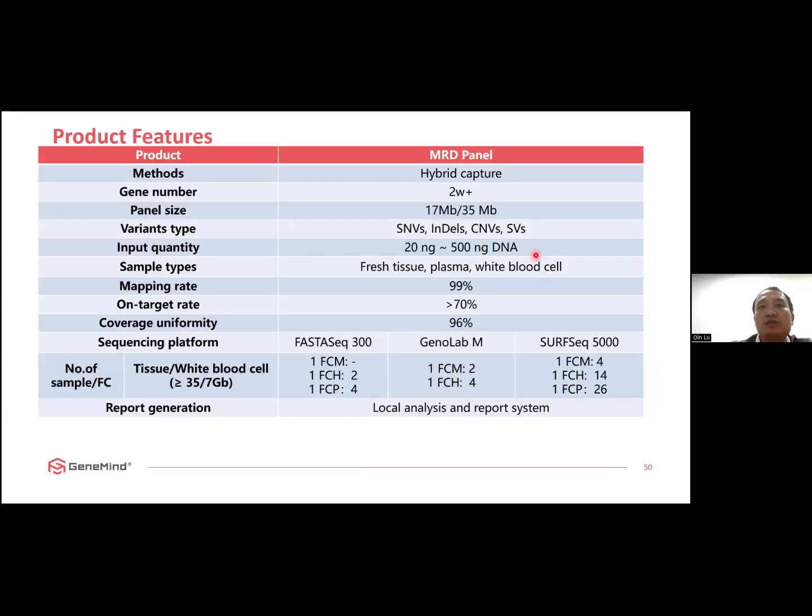For this panel, FastSeq 300 should use the biggest array, and for the GenoLab M and the SubSeq 5000, more samples are supported. But for MRD, if we have a big cohort of samples, the SubSeq 5000 is recommended.